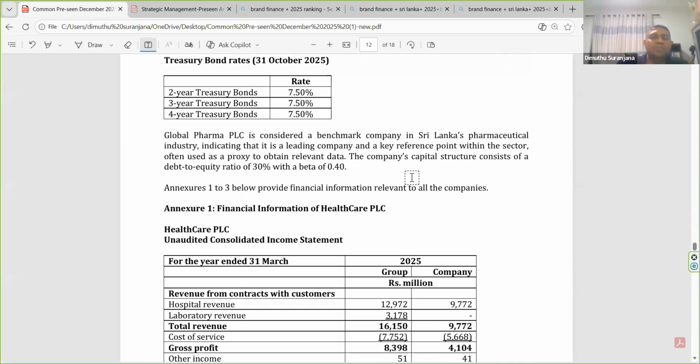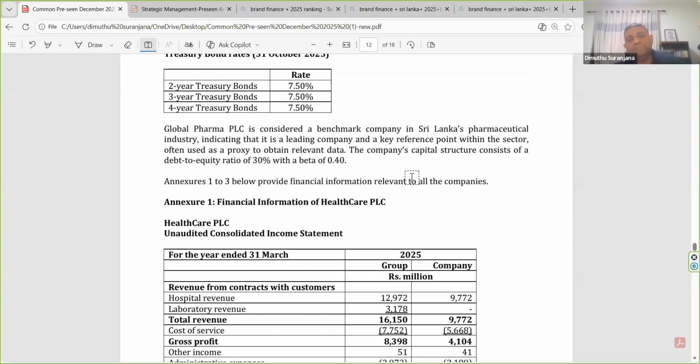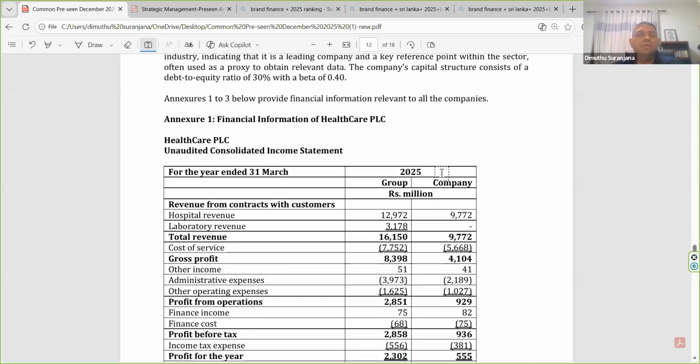Global Pharma PLC is considered the benchmark company in Sri Lanka's pharmaceutical industry, indicating that it is the leading company and key reference point in the sector. The company's capital structure consists of a debt to equity ratio of 30% and a beta of 0.40. Beta 0.40 means a low risk company. Debt, the low gearing company also 30%. Then Annex 1 to 3 below provide financial information for all companies. Healthcare PLC is our company, the main one.